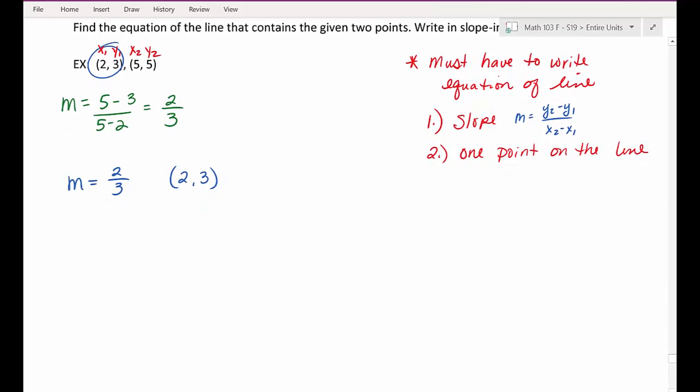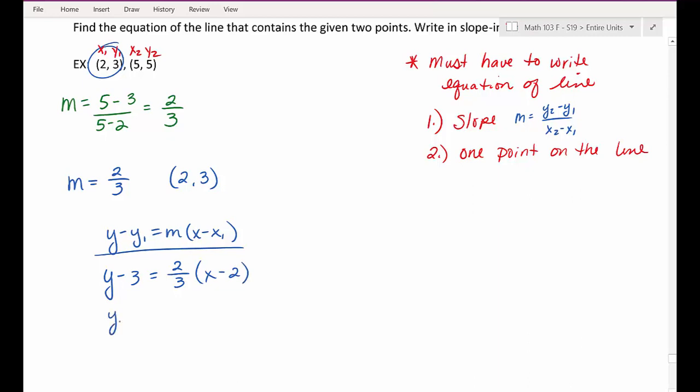In this last example, I'm only going to use one of the techniques. I'm going to use point-slope form. y minus 3 equals 2/3 times x minus 2. Distributing on the right side, we get y minus 3 equals 2/3 x minus 4/3. Last thing we want to do is get it in slope-intercept form, and we'll do that by adding 3 to both sides.